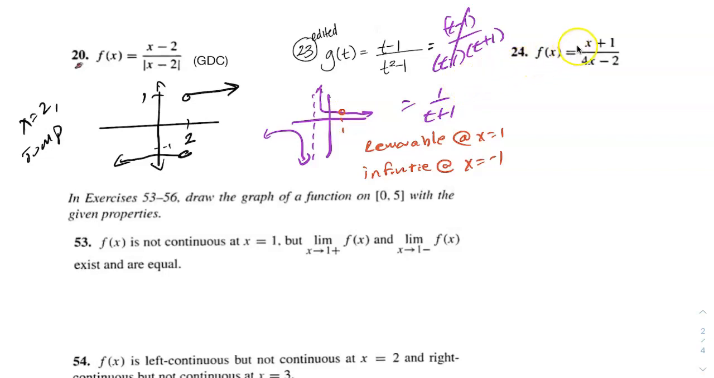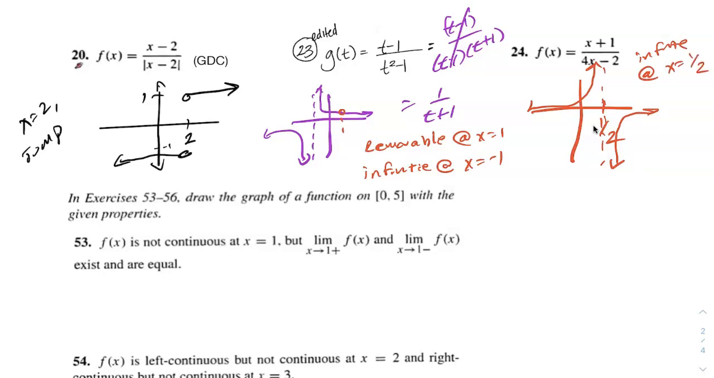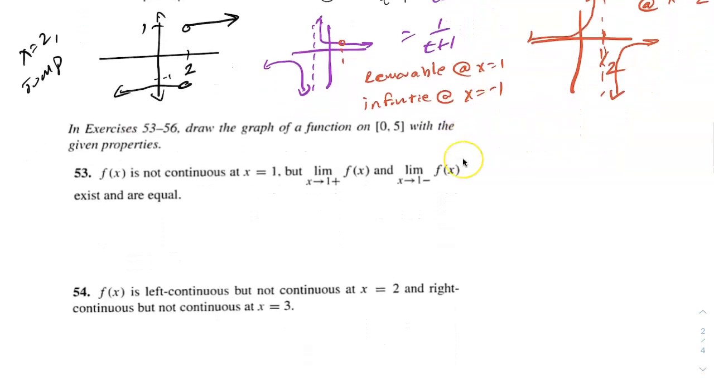Next one. This one again, we could graph it. If you graph it from your calculator, do the rational roots. I'll tell you right now, it's at 1/2, a rational function graph. It's at a 1/2 asymptote, and I believe it looks like this, like that. So we're going to have an infinite one at 1/2. There we go. Let's move on to 53.